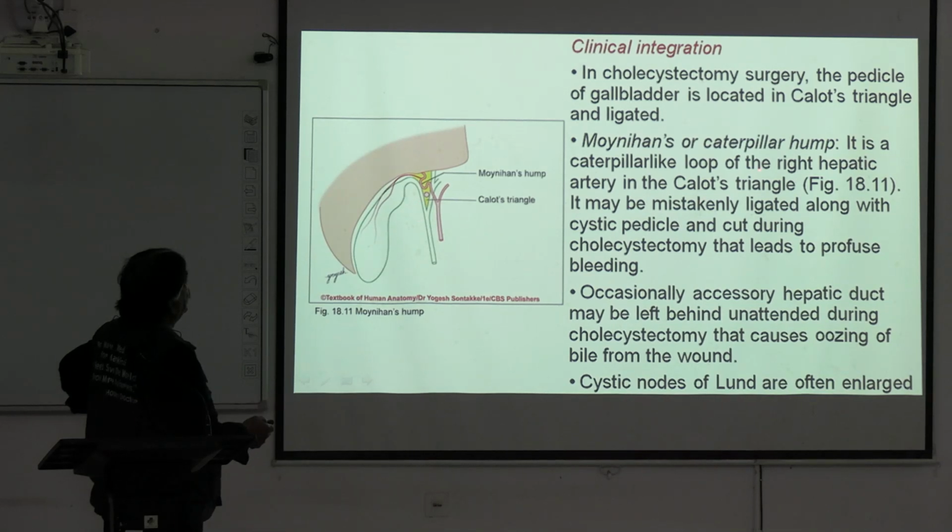Okay. Now, Moynihan's or caterpillar hump is a caterpillar-like loop of the right hepatic artery. This is the right hepatic artery. It is like this, and it can be mistakenly ligated along with the cystic pedicle and cut during cholecystectomy. That leads to profuse bleeding. So, you have to be very careful with this area.